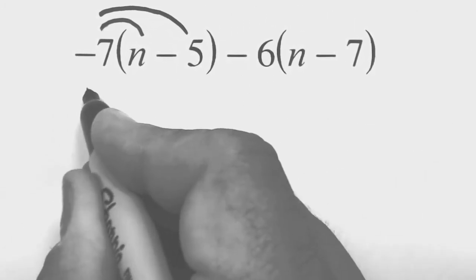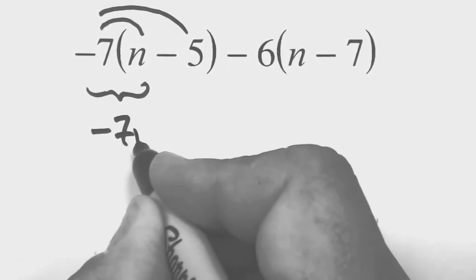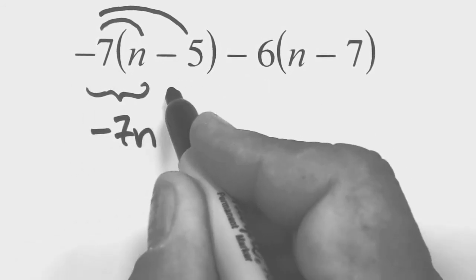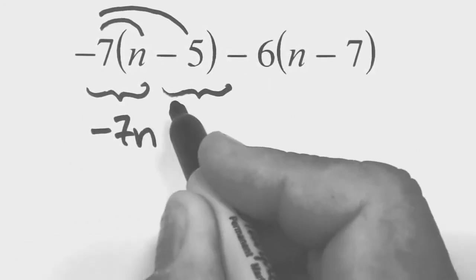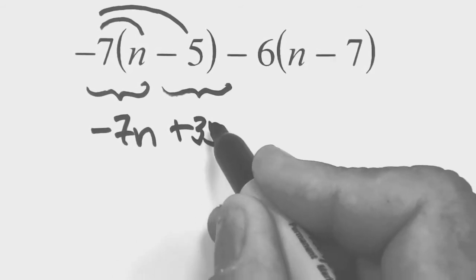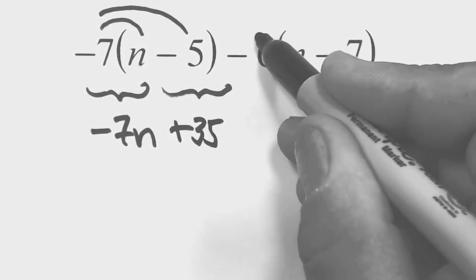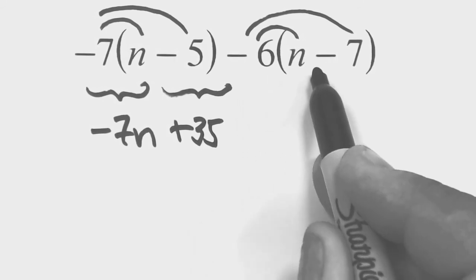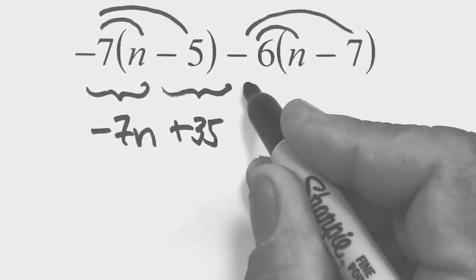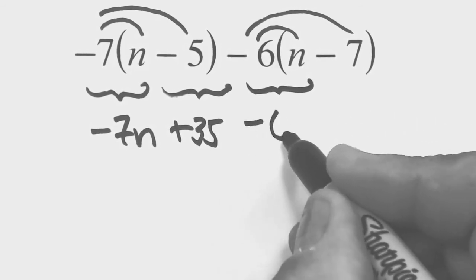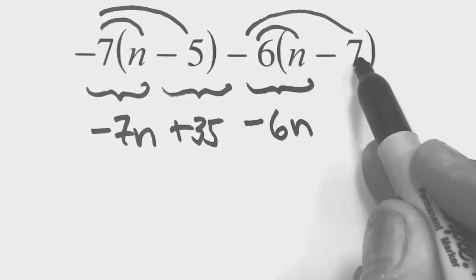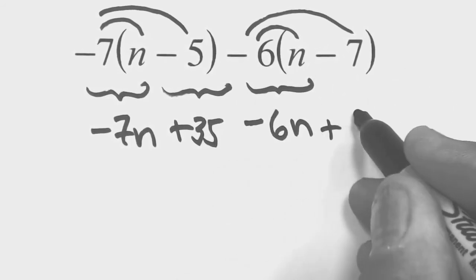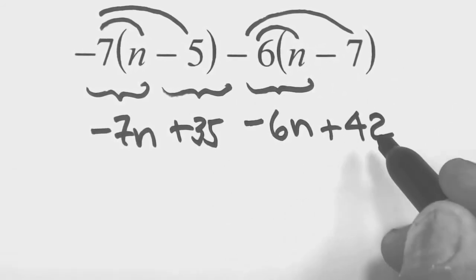Negative 7 times n is negative 7n. Negative 7 times negative 5, well, the two minuses combine to a plus, and 7 times 5 is 35. Okay, same thing on the next guy. Here we go. Take the negative 6 and distribute it in. Negative 6 times n is what I just said, negative 6n. 6 times 7 is 42, but the two minuses combine to a plus, so this is plus 42.